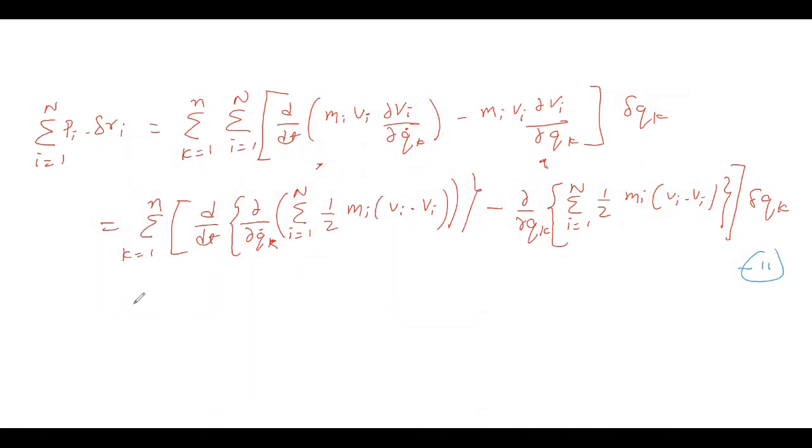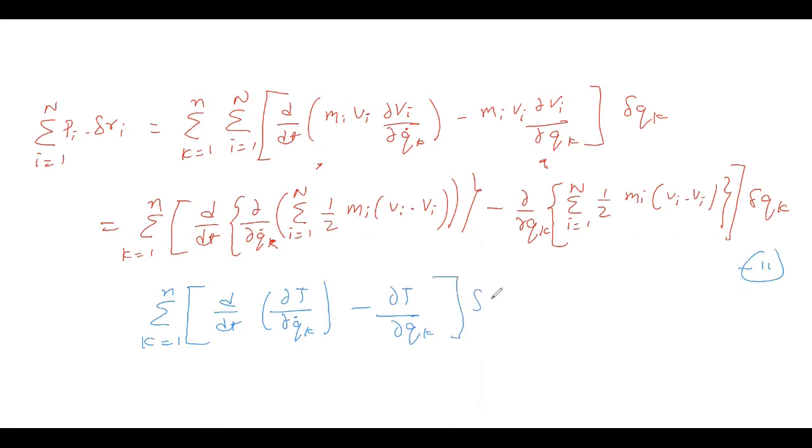So I will rewrite this whole term as sum over k equal to 1 to n of d/dt of (delta T by delta qk dot) minus delta T by delta qk, into delta qk. Let's say this is my equation 11. Okay, so this is the first part, where T is the kinetic energy of the system.